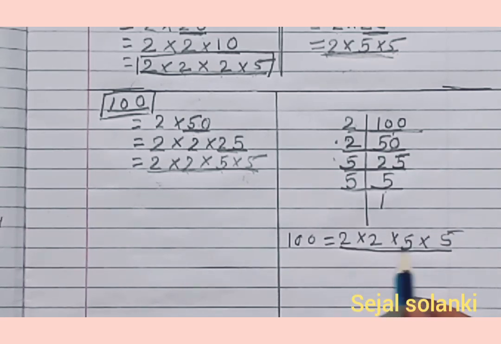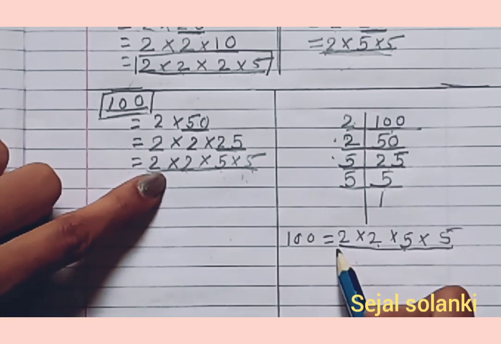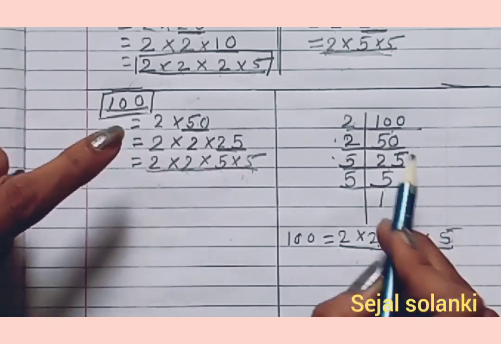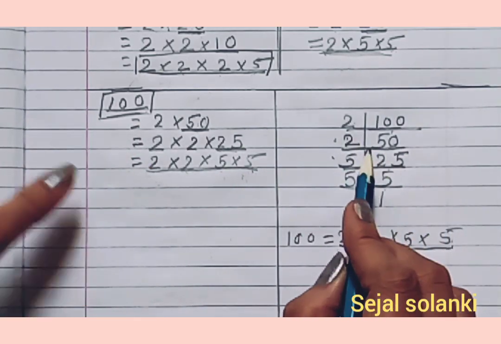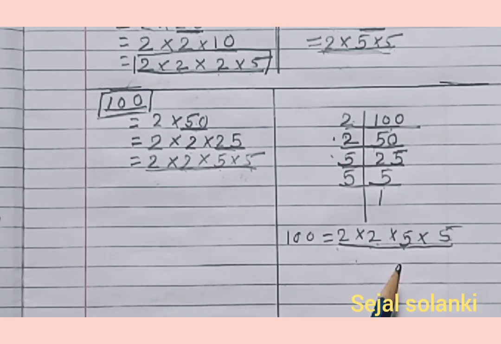See, these are the factors of 100. 2 into 2 is 4, 4 into 5 is 20 and 20 into 5 is 100. See, both are the same. Yes, 2 into 2 into 5 into 5. So, two methods are there. This is the division method and this is the multiplication method.